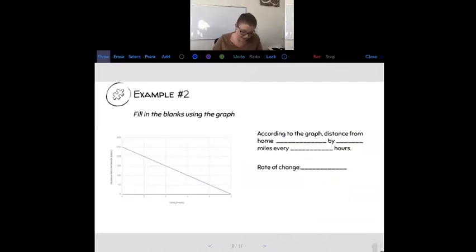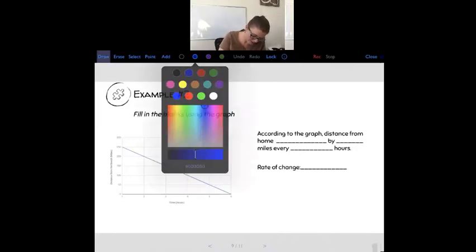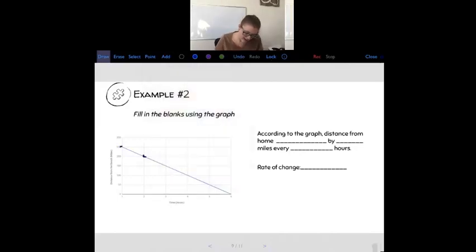Next, fill in the blanks using the graph. So I'm going to pick 2 points right now. Okay, so according to the graph, the distance from home, oh yeah, are we increasing or decreasing? In this case, since the line is going down, we're decreasing. And so on the y-axis there, I have distance from the beach, so this means that we're driving home from the beach, so our distance to home is getting smaller and smaller as we're getting closer to home. So that's how you would read this graph, and it's going to decrease.